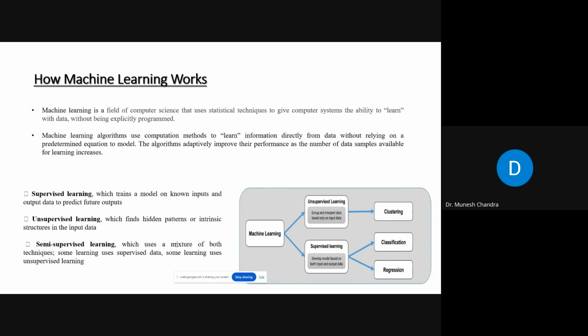The second one is unsupervised learning. Here we do not have the output. With the help of input only, and by using clustering techniques, we group the data into different clusters and interpret the data based only on the input data. We apply algorithms to find the hidden patterns and structure in that input data. Semi-supervised learning is a mixture of both approaches, supervised and unsupervised.